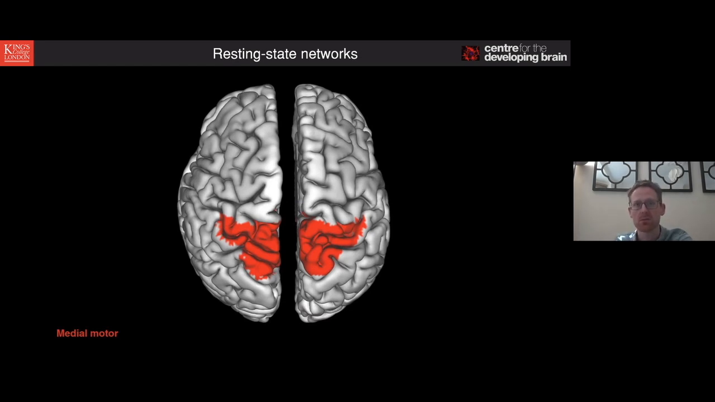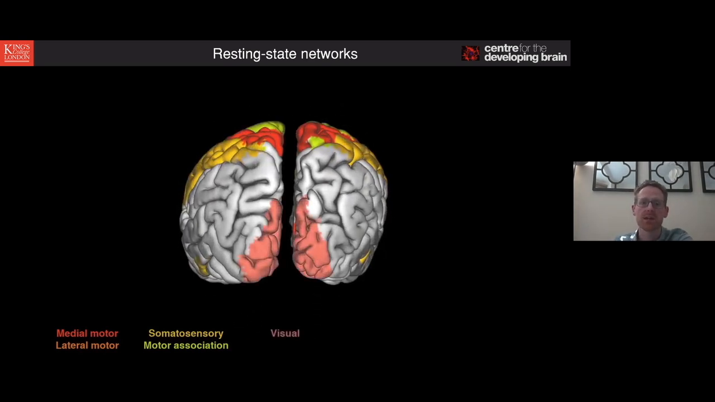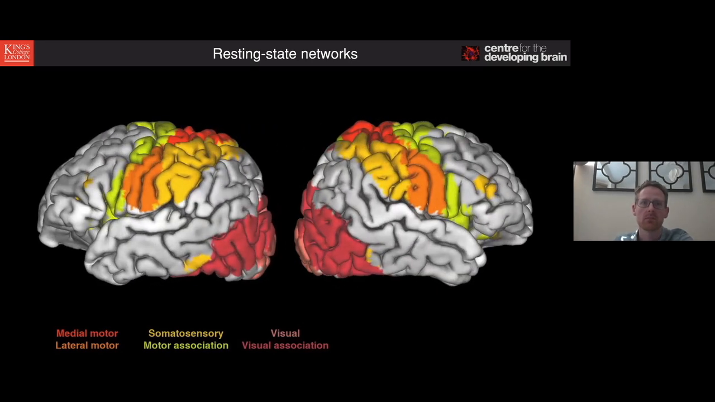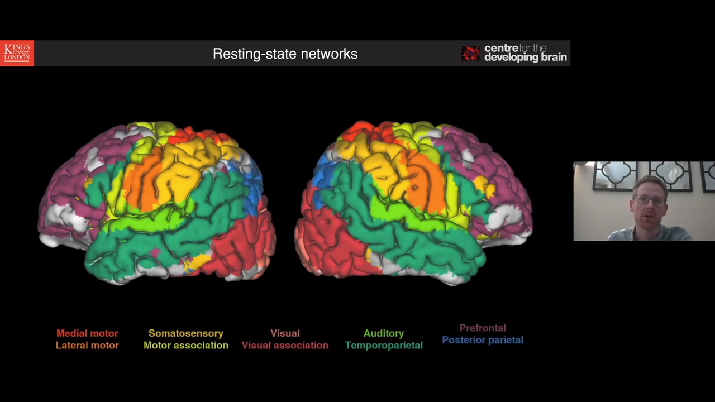So this network encompasses the medial part of the primary motor cortex. This is the lateral part. This encompasses primary somatosensory cortex. This is an association network, which includes the premotor and supplementary motor areas. This is the primary visual cortex and higher order visual processing areas. This network includes primary auditory cortex. This is an association network, which includes both Broca's area and the extended Wernicke's area. And the last 3 are all association networks in areas serving higher order executive control and attention functions in the mature brain.